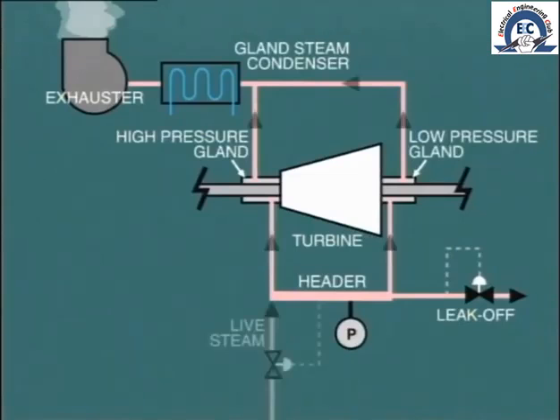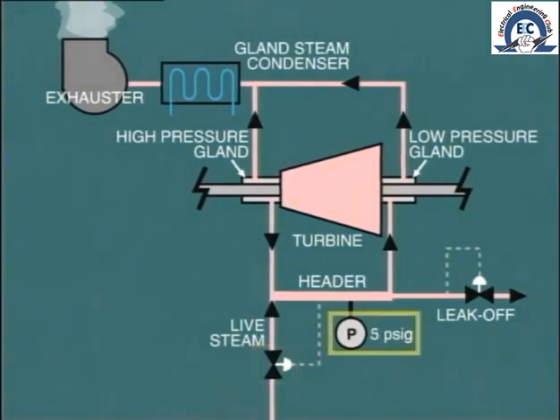Instead, live steam is supplied to the gland steam header. The live steam supply valve is set to control the header pressure at about 3 psi to coordinate its operation with the leak-off valve. When the turbine comes on load, the leak-off steam from the high-pressure gland feeds into the header and so raises its pressure. When the pressure gets to 3 psi, the live steam supply valve will close. When the pressure rises to 5 psi, the leak-off valve will open enough to maintain this pressure.